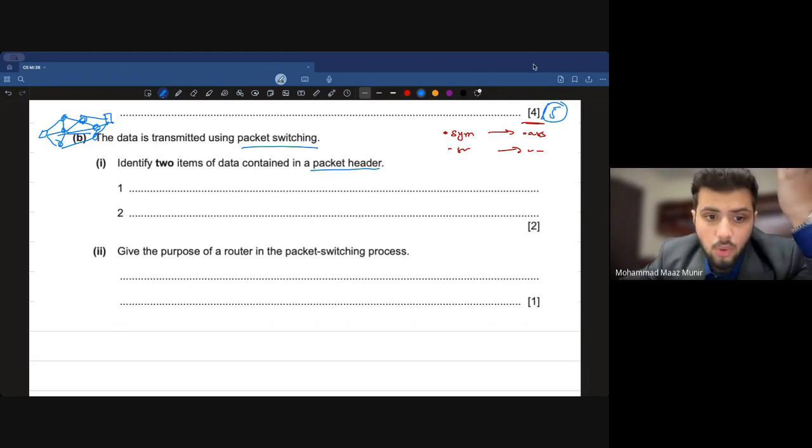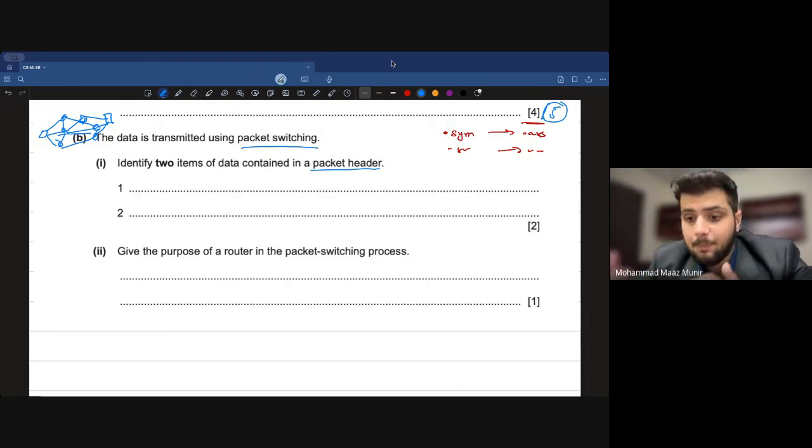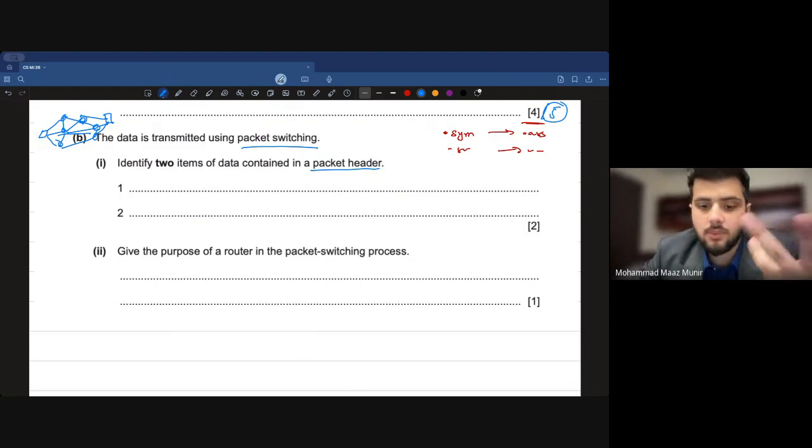Packet header: destination IP address and packet number. Perfect. Great to know. Exactly, that's the way you told it. It's the destination, it's the sender's IP address, and it's the packet number. So we can write any of the two. We have the destination address, the sender address, and then the packet number.